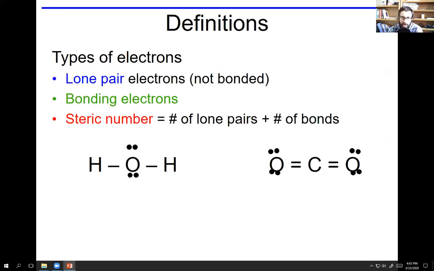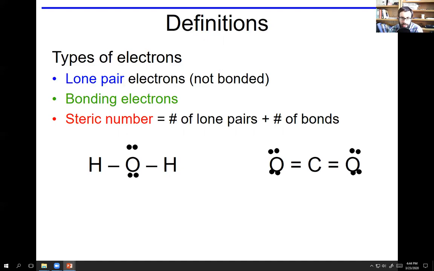We're talking about electron repulsion here, so we have to talk about the different types of electrons that there are. I mentioned there are lone pairs, right? Those are the pairs of electrons that aren't involved in a bond. And then there are bonding electrons. For our purposes in this course, a bond always contains two electrons, okay? In more advanced chemistry courses that's not always true, but most of the time it is. So that's how we're going to think about it. A bond contains two electrons.